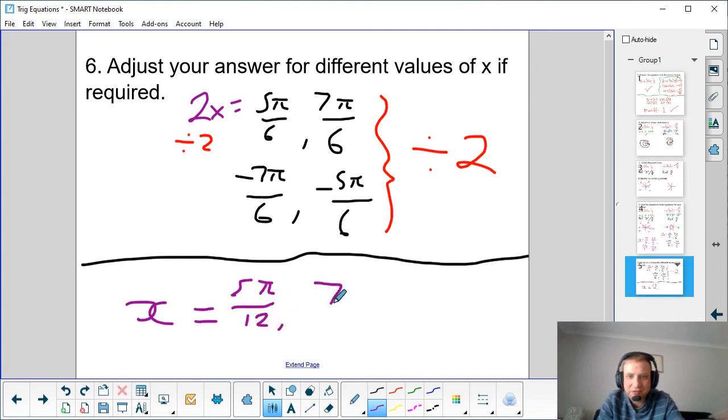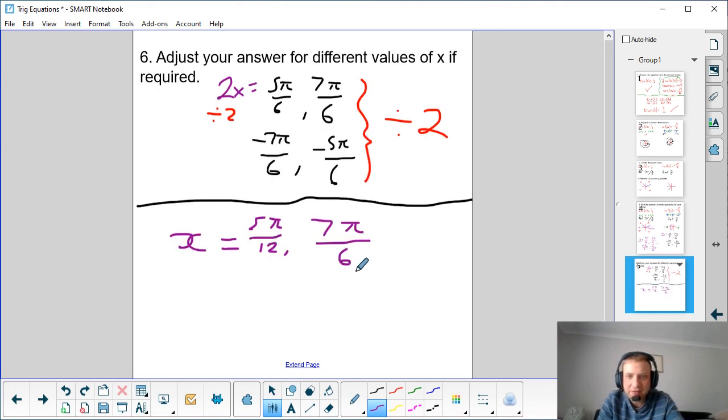Because that's half as much. 12ths are half the size of sixths. There's my two positive answers, 5 pi on 12, 7 pi on 12. And my two negative answers were negative 7 pi on 12 and negative 5 pi on 12. So that's the whole process from start to finish.